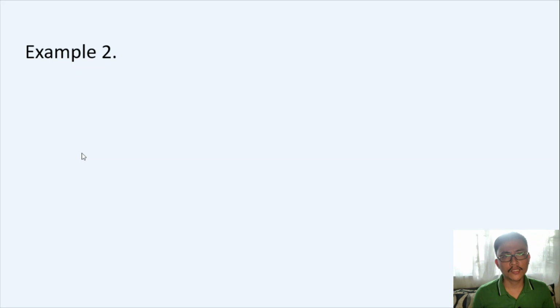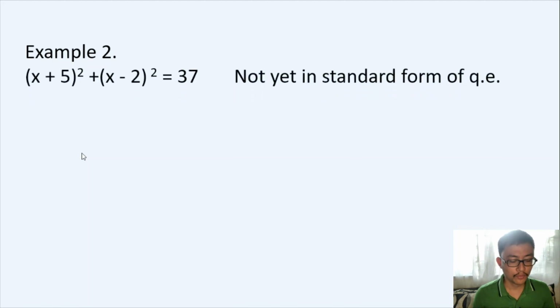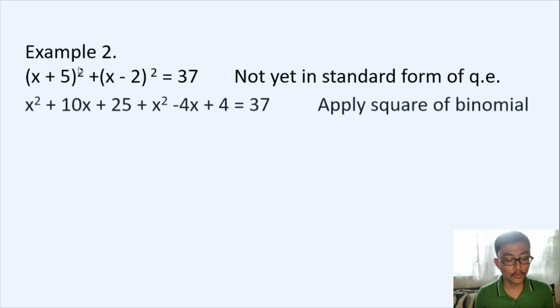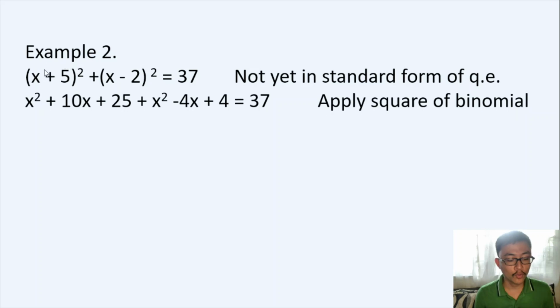Let's proceed with example number 2. So, we have quantity of x plus 5 squared plus quantity x minus 2 squared equals 37. So, mapapansin nyo, doon naman sa number 2, mayroong dalawang square of binomial dyan. So, our next step is, we square the two binomials. So, sa x plus 5 quantity squared, that becomes x squared plus 10x plus 25. Then dito naman sa x minus 2 quantity squared, that's x squared minus 4x plus 4 equals 37.